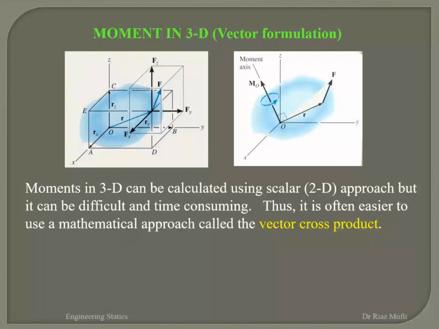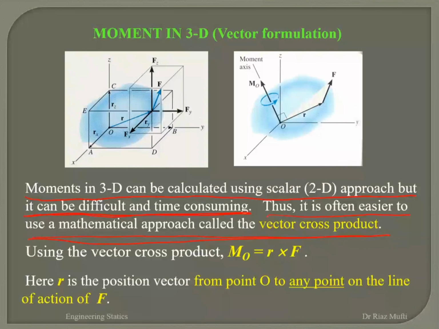So it says here, moment in 3D can be calculated using scalar 2D approach, but it can be difficult and time consuming. Thus, it is often easier to use the mathematical approach called the vector cross product. Now you understand why you are learning cross product. Using the vector cross product, R is the position vector from point O to any point, gentlemen, any point on the line of action of F, any point on the force line.